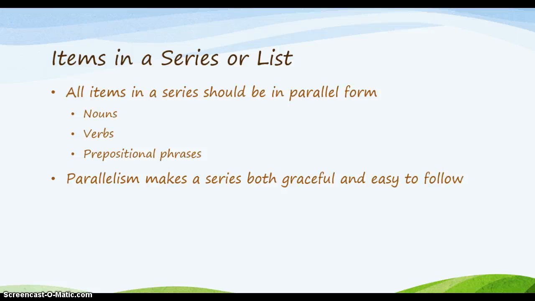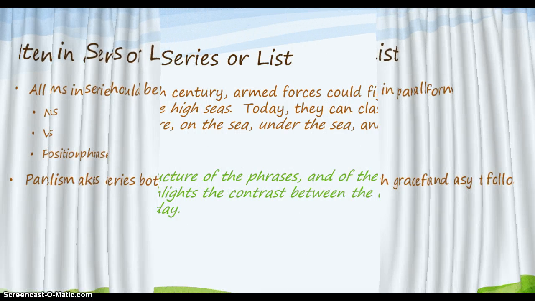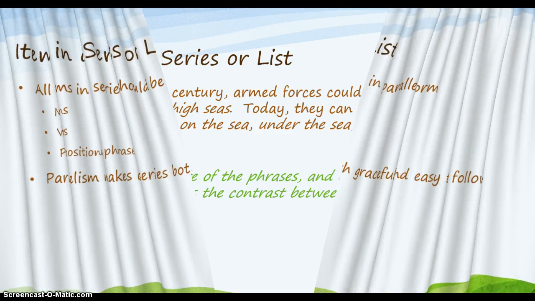If you're writing items in a series, you should put them in parallel form. And parallel form should include your nouns, your verbs, and your prepositional phrases. This is because parallelism makes a series very graceful, easy to follow, and so much more enjoyable to read. Let's take a look at an example.